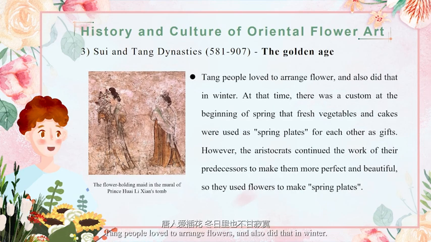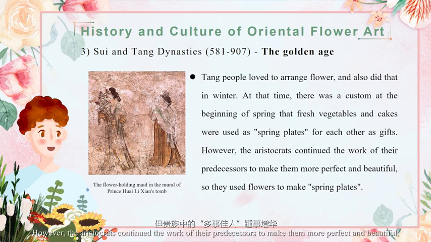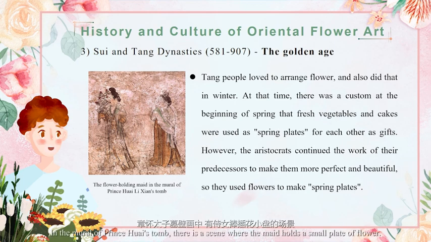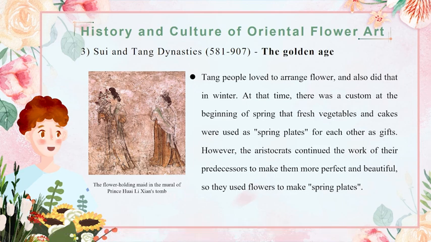Tang people loved to arrange flowers, and also did that in winter. At that time, there was a custom at the beginning of spring that fresh vegetables and cakes were used as spring plates for each other as gifts. However, the aristocrats continued the work of their predecessors to make them more perfect and beautiful. So they used flowers to make spring plates. In the mural of Prince Huai's tomb, there is a scene where the maid holds a small plate of flowers. Maybe this is the spring plate.